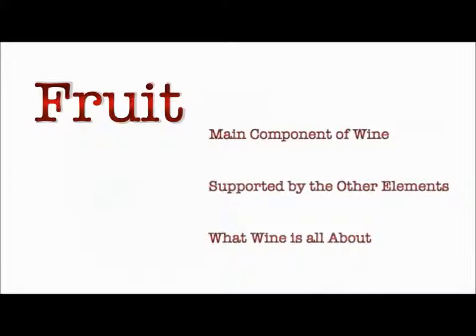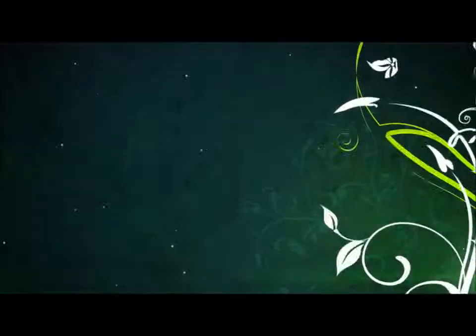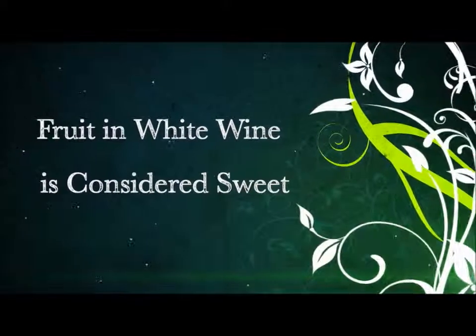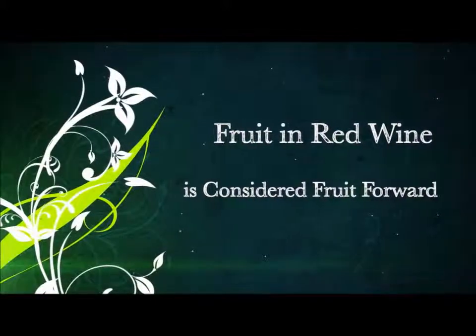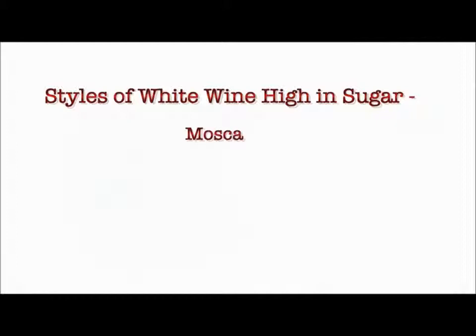Fruit is the main component of wine, and all of the tannin, acid, alcohol, and glycerol are there to support fruit because that's what we drink wine for in the first place. Some wines are structured to exhibit more fruit than anything else, and in white wine we consider it sweet, and in red wine we consider it fruit forward. Now any type of grape can be turned into a sweet wine by simply letting the grapes hang longer into the season so that more residual sugar grows, but white wine varietals that are traditionally high in sugar are Moscato, Riesling, and Gewürztraminer.